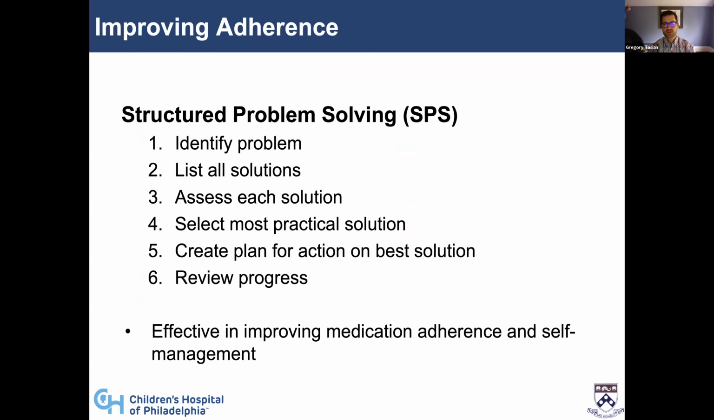The structured problem solving has 6 steps. One is to identify the problem, and this is done by the participant, not by the coach. Two is to list all possible solutions. Three is to assess the feasibility of each solution. Number 4 is to select the most practical solution. Number 5 is to create a plan to implement this solution. And number 6 is to revisit at a later time the progress and success in implementing this solution. This type of intervention has been used successfully in improving medication adherence and self-management.